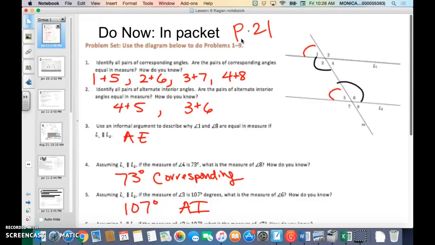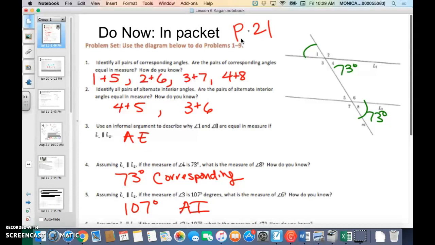All right, so how do we know that angle 1 and angle 8 are going to be congruent to each other? What is their relationship? Well, I can see that they're on opposite sides of the transversal line, and they're outside the parallel line, so that's alternate exterior angles. And if angle 4 is 73 degrees, I know angle 8 is also going to be 73 degrees because the relationship between those two angles is corresponding.